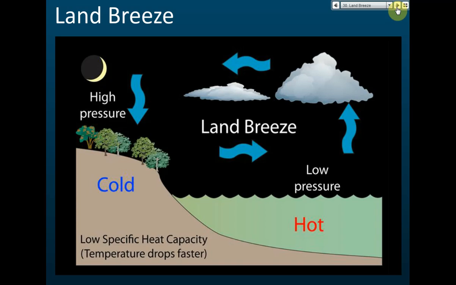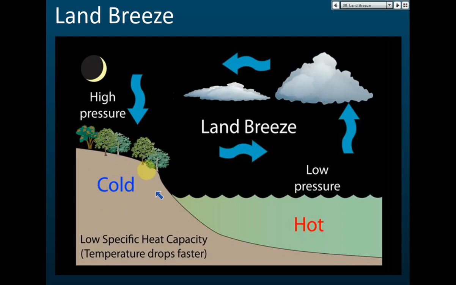Then how about land breeze? Land breeze happens at night. At night, the temperature of the earth will drop faster because it has lower specific heat capacity. Lower specific heat capacity means the temperature changes faster. It increases faster, and when it decreases, it also decreases faster.